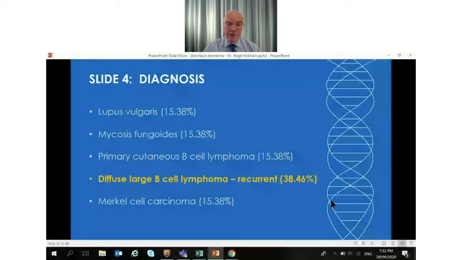Merkel cell carcinoma I threw in because a diagnosis of Merkel cell carcinoma these days is relatively straightforward with appropriate immuno. But when it was first described, people used to say that it was difficult to tell the difference between Merkel cell carcinoma and lymphoma. But these days, I don't think we should make that mistake too often. And you wouldn't make a diagnosis of either of these conditions just on the H&E. You'd always be doing some immunohistochemistry to confirm what was going on.